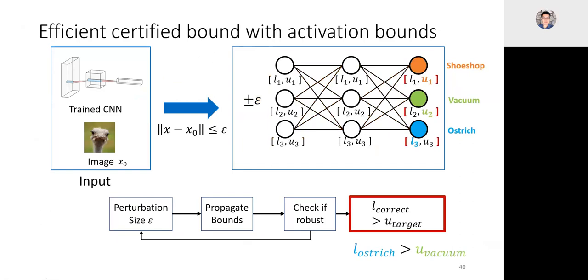Then we compare the lower bound of the ostrich with the upper bound of all other classes. If we can assure the lower bound of ostrich is higher than the upper bound of all other classes under this epsilon perturbation, then we can guarantee there is no attack within the epsilon ball that can alter the prediction of our model, and therefore you have an epsilon certificate. The remaining task is how to do a bisection on this epsilon to find the largest possible epsilon that gives you this type of consistent decision-making certificate.